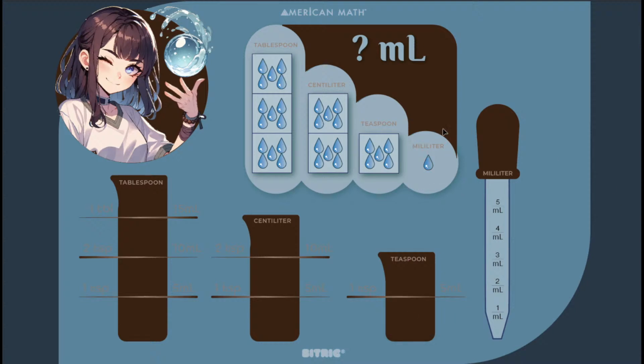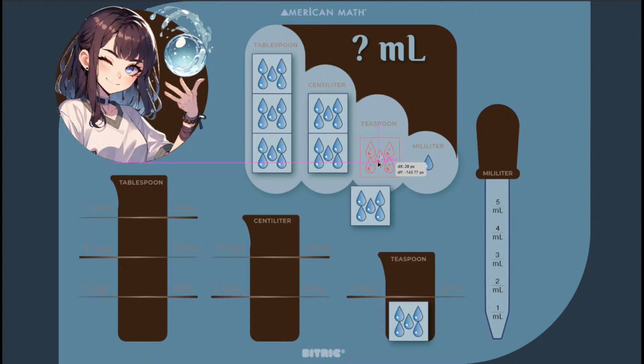All right, let me represent that real quick. 1, 2, 3, 4, 5. All right, and then we carry all 5 milliliters. First off, we'll clear, and then we'll carry in our teaspoon, which consists of 5 milliliters. Boom. And then we do that for our centiliters.